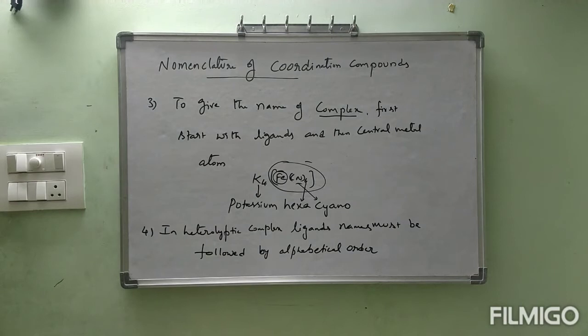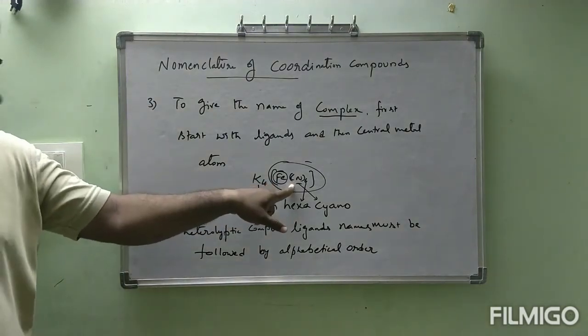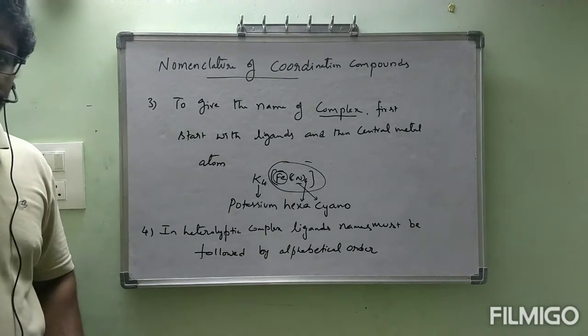Okay, this is the fourth rule. In heteroleptic complexes, ligand names must be written in alphabetical order. Actually, if all the ligands are the same, it is a homoleptic complex. Hexacyano, simply we give. That is okay.